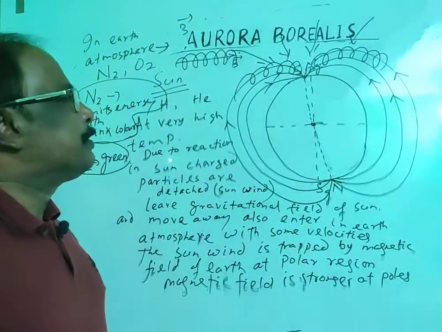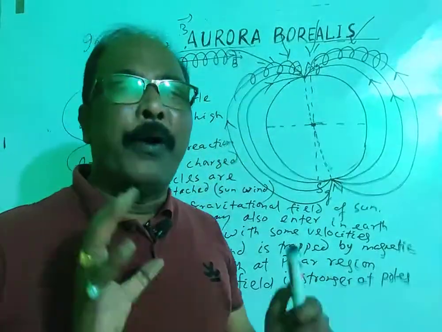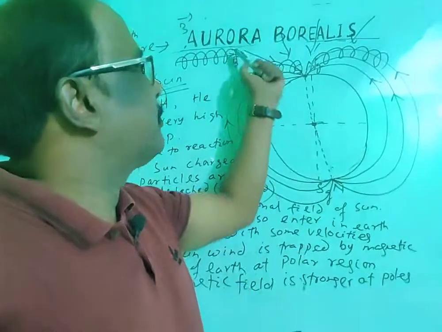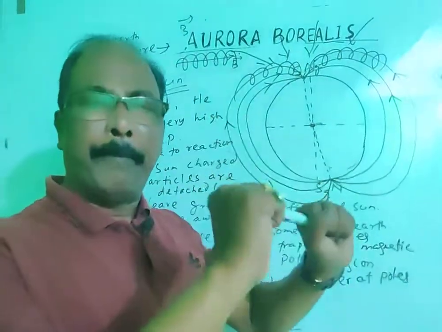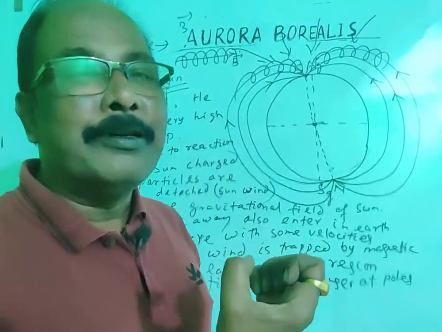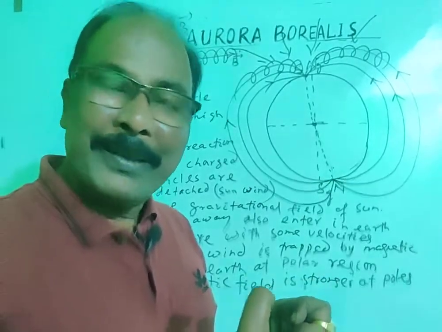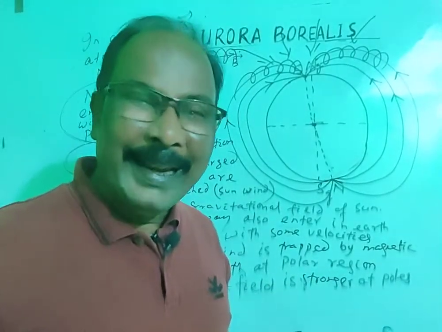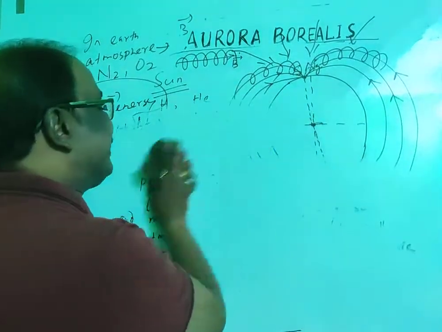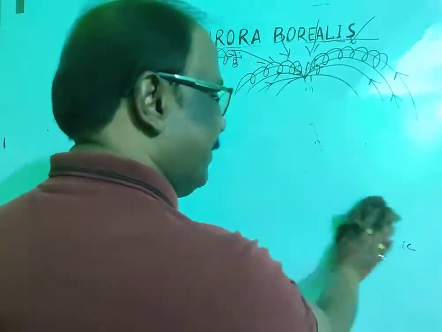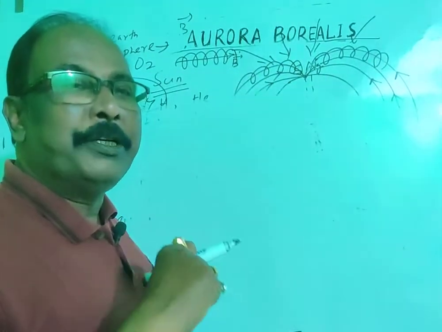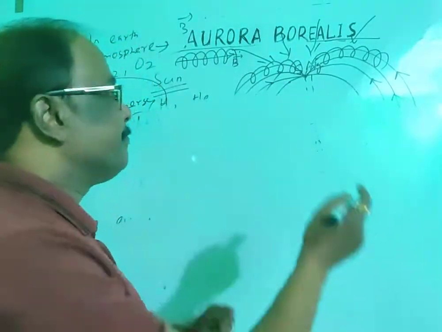Basically this happens in the polar region, because in the polar region the magnetic field is stronger, where the charged particles coming from the sun are trapped. If the magnetic field is stronger, then it easily traps the charged particles coming from the sun in the form of sun wind. Charged particles are trapped by the stronger magnetic field at the polar region.